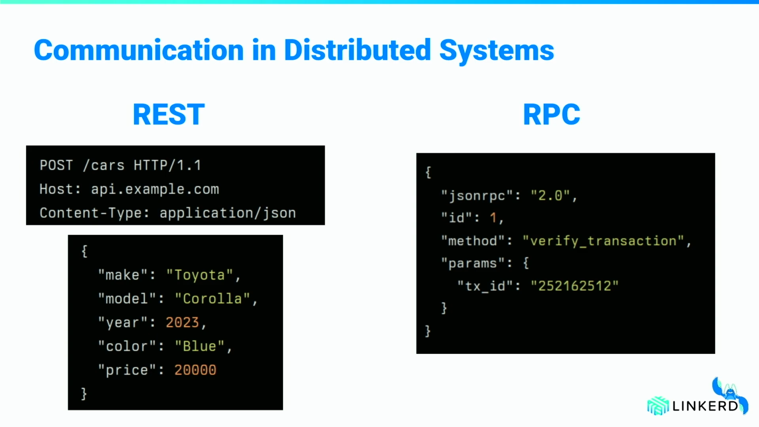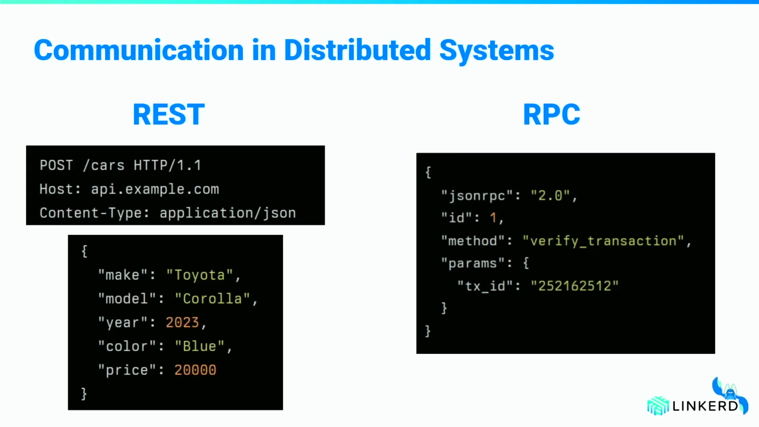For RPC, I have a slightly different example. Let's imagine that we have a service that verifies transactions. In RPC, actually JSON RPC in the example, you specify the method that you would like to invoke. It's verifyTransaction in this case. In the params section, you specify the transaction ID of the transaction that you would like to verify. And you will get back the status of the transaction, whether it's valid or not.